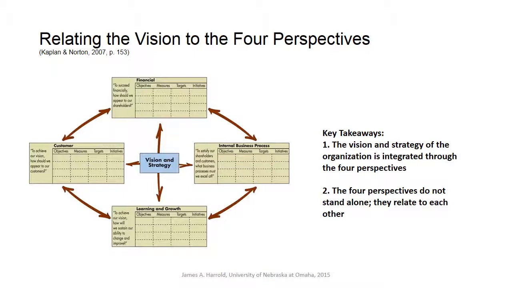So what Kaplan and Norton are saying here is that the vision and strategy of the organization is integrated throughout these four perspectives. In other words, learning and growth, when we're talking about training employees or training volunteers, for example, or growing employees or volunteers, we don't do that in a vacuum. That should be related to the mission, to the vision, to the strategy of the organization. So the vision and strategy should be integrated through these four perspectives. And then second, each of the four perspectives does not stand alone. They all relate to each other.